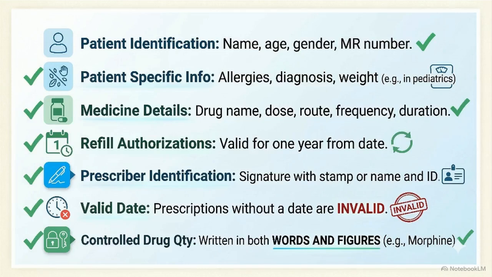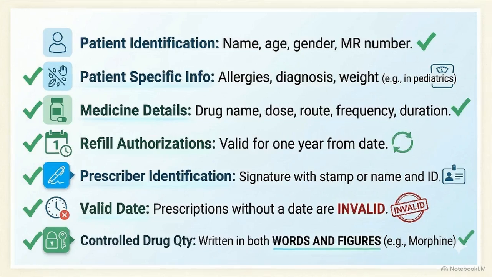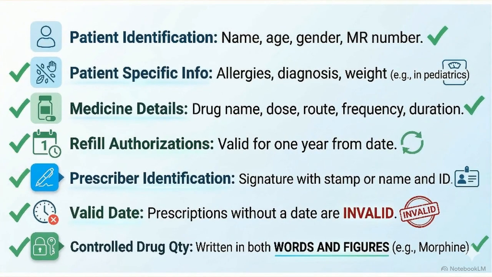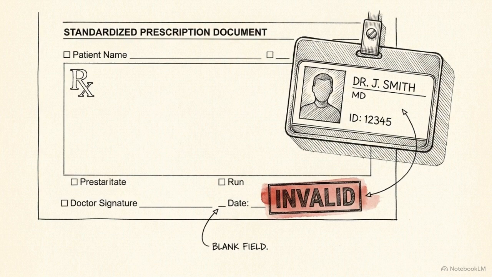This checklist details the mandatory items required within those four quadrants. You must document patient identification, patient-specific information like allergies, precise medicine details, and authorized refill parameters. You must also provide clear prescriber identification. Notice the warning regarding the date. A missing date legally voids the prescription the moment it is written.